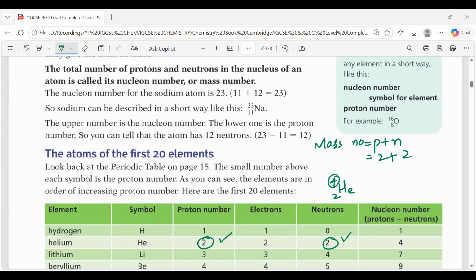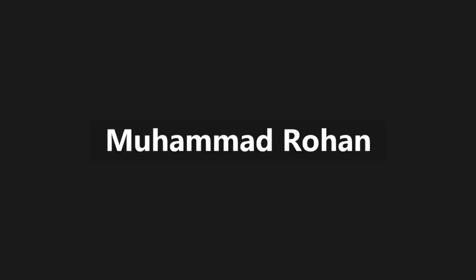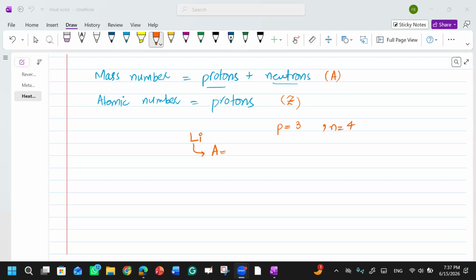Sorry, I was still on the PDF. This is what I was telling you: the mass number is protons plus neutrons, and it is represented by A. Atomic number is represented by Z, and it is just the number of protons, right? This is the information I have given you about lithium: it has 3 protons and it has 4 neutrons.